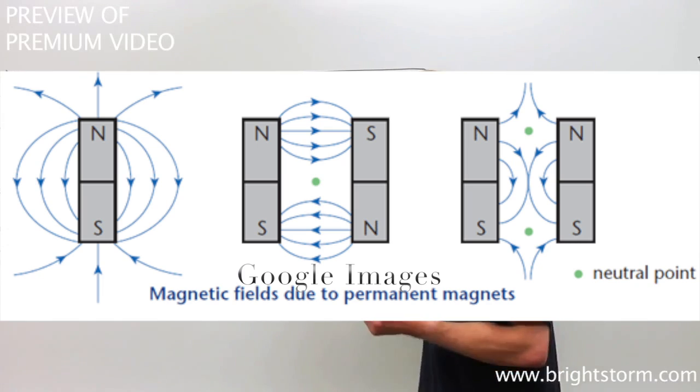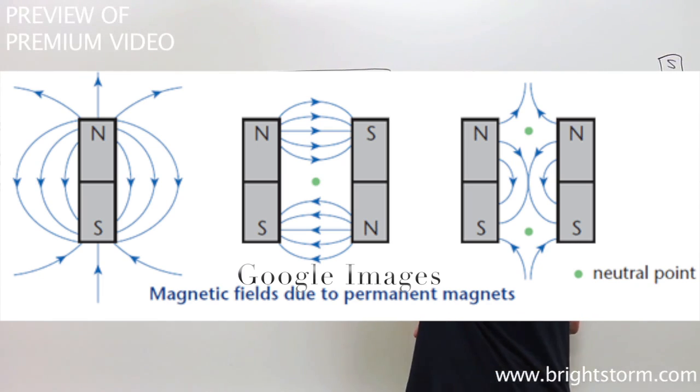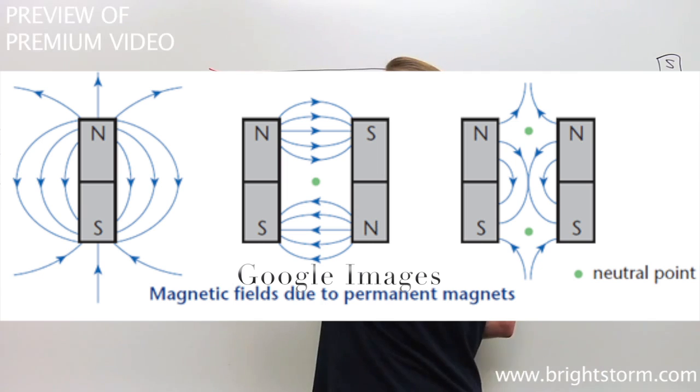So let's see what that means about the magnetic field line diagram associated with a simple permanent magnet. All right, so we've got our north pole, we've got our south pole. We've got magnetic field lines coming out of the north pole, and then they go into the south pole.